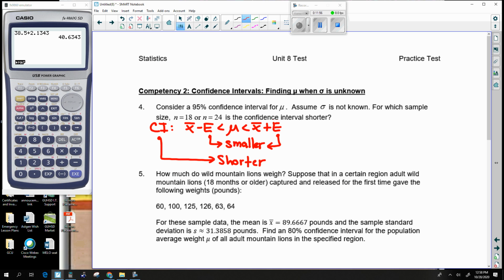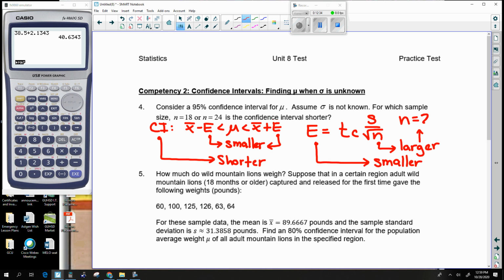Larger, longer, shorter, smaller. And so, well, what does that have to do with N? So E is just going to get smaller. So in this case, because sigma is not known, we are going to be using this formula, and E just got smaller. So how does that affect N? N is a division number, so it's going to be opposite. So if we are shorter, N is going to get larger. And so if I have a decision to make between an N of 18 and an N of 24, N would obviously be 24.